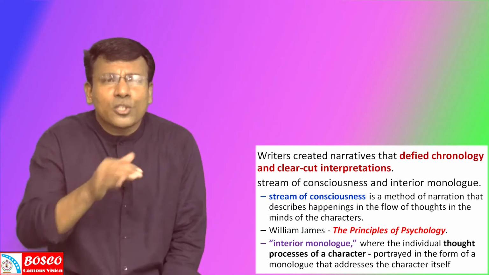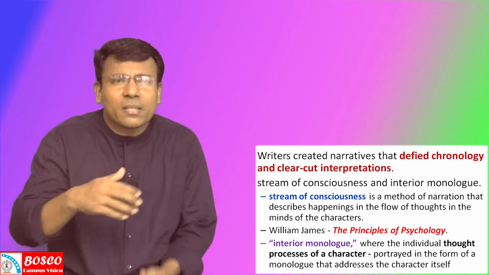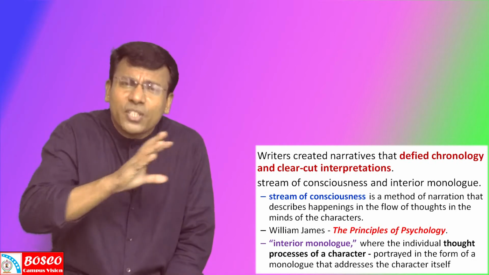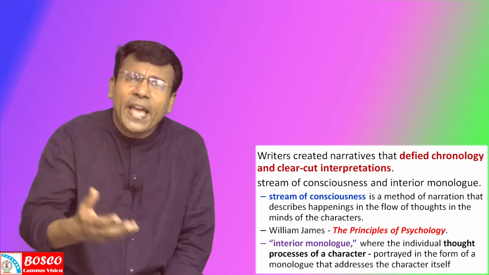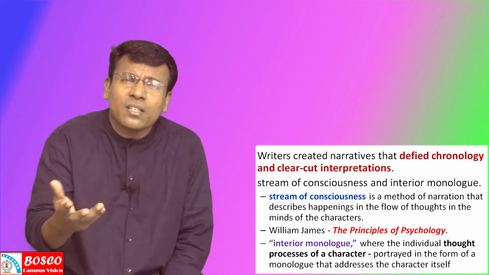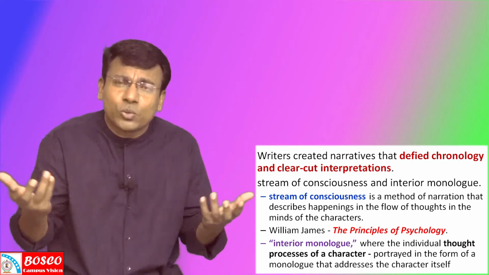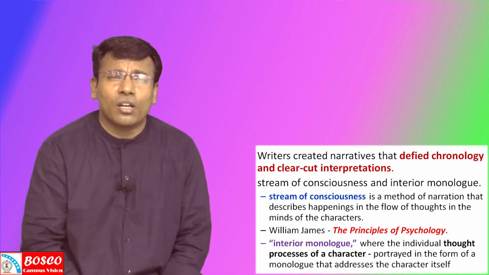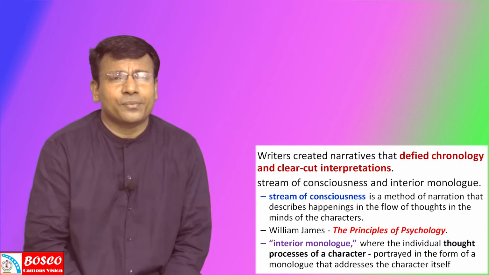Just as our thoughts flow unconnected and sometimes disorganized, stream of consciousness writing is often disjointed and often lacks traditional sentence structure and lacks all kinds of punctuation. So there is no order. It flows in an unordered manner.